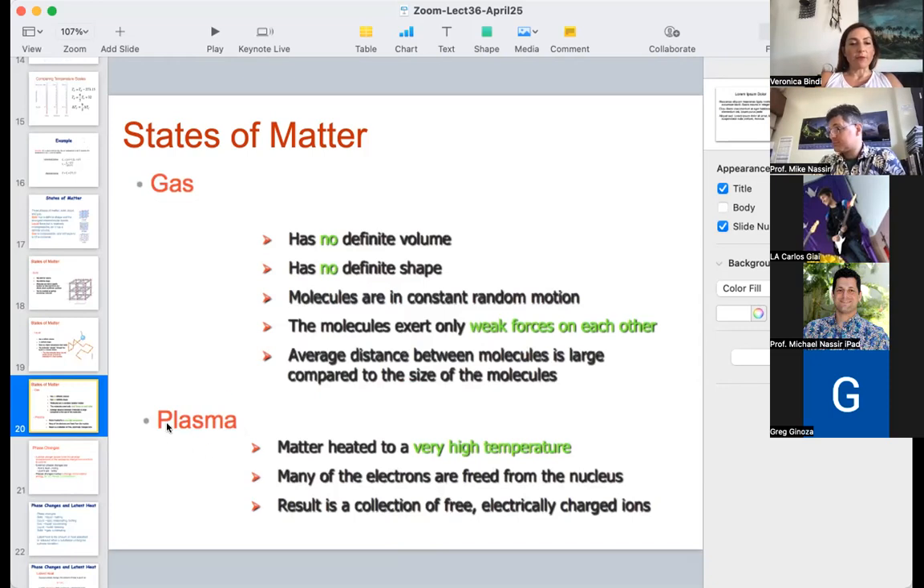And then we have another form of matter, which is plasma, which is matter heated to a very high temperature, where many of the electrons are free from the nucleus. And this results in a collection of free electrically charged ions. So you have nuclei on their own and electrons that are going on their own, because the temperature is so high that they are free to go wherever they want.